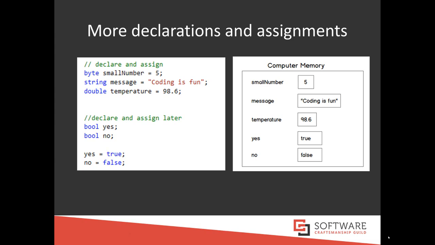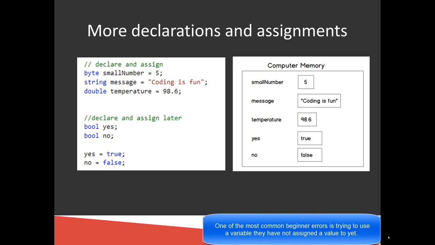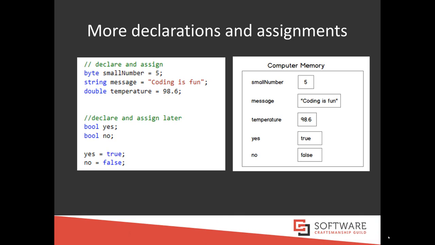We can also declare a variable and assign it at a later time. So when I say bool yes and bool no, it will create spaces for yes and no, but we can't use them until they've been assigned a value. So then down below, I've assigned yes to be true and no to be false.